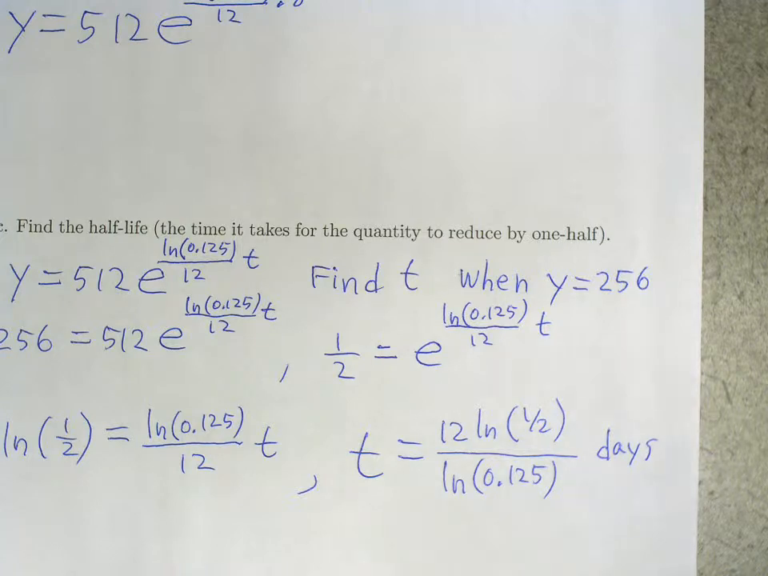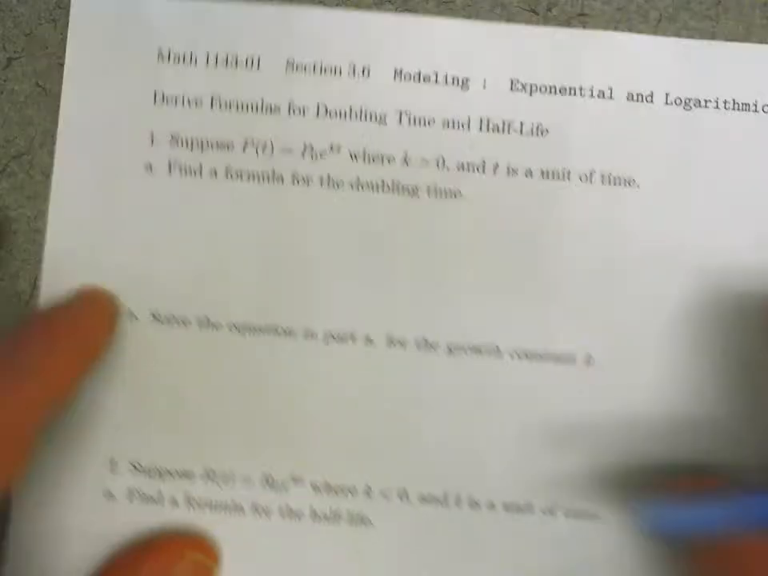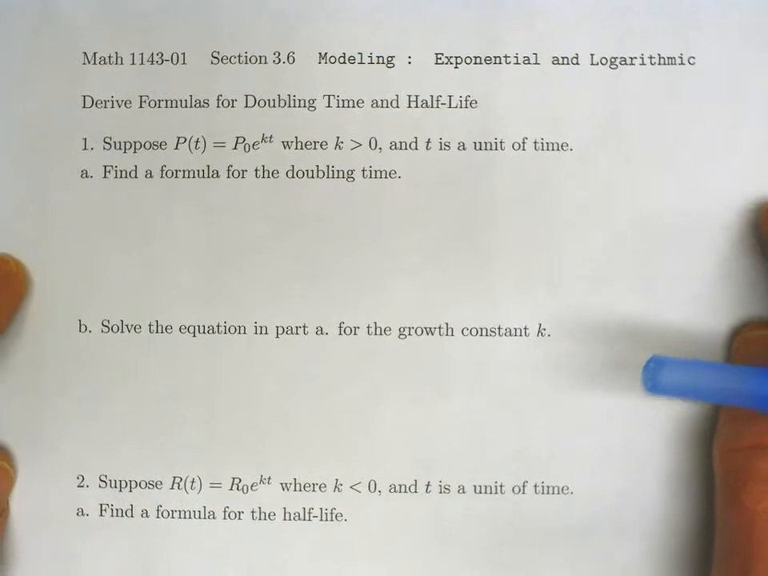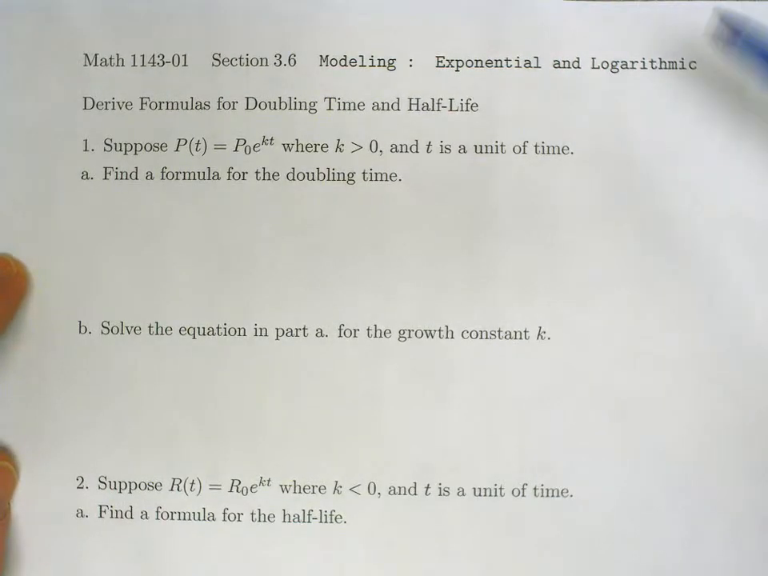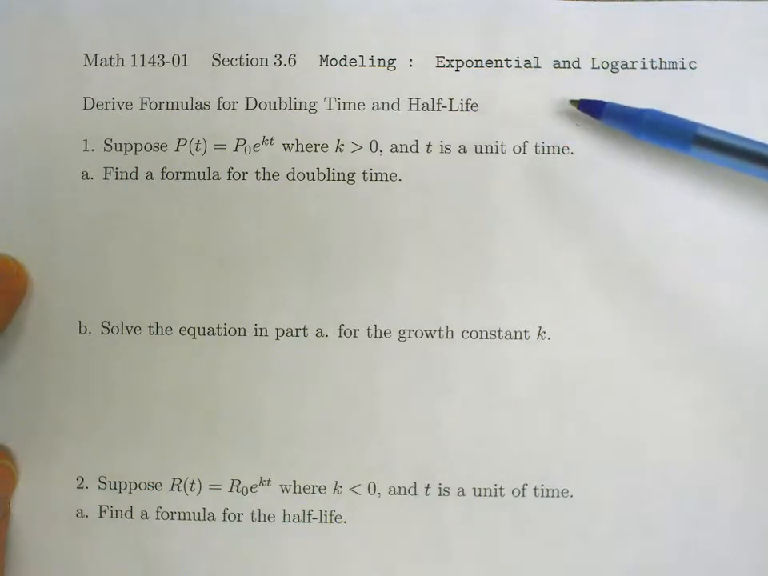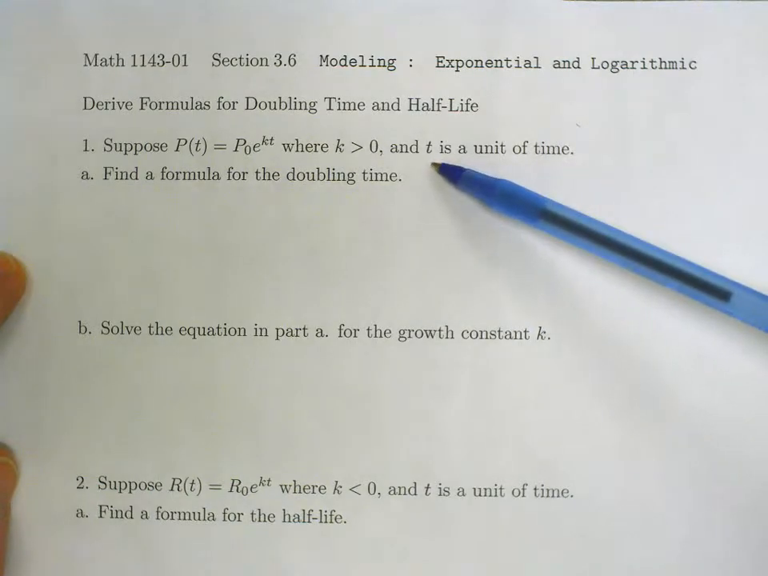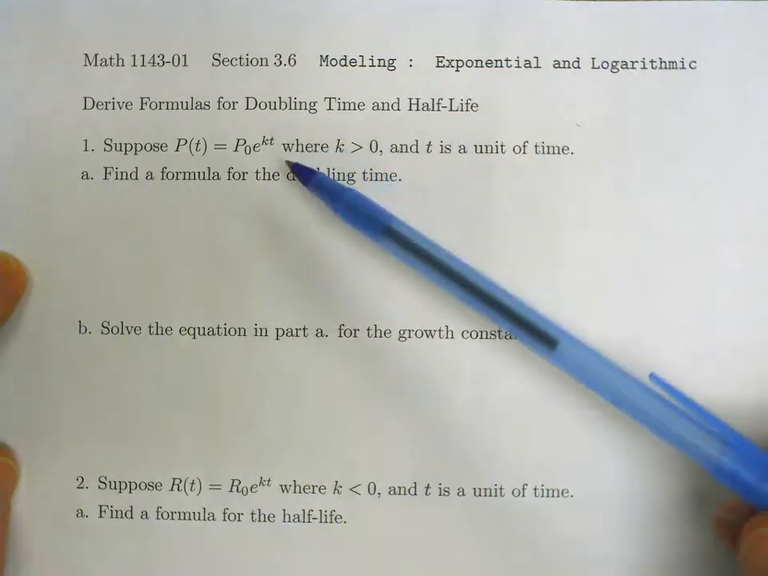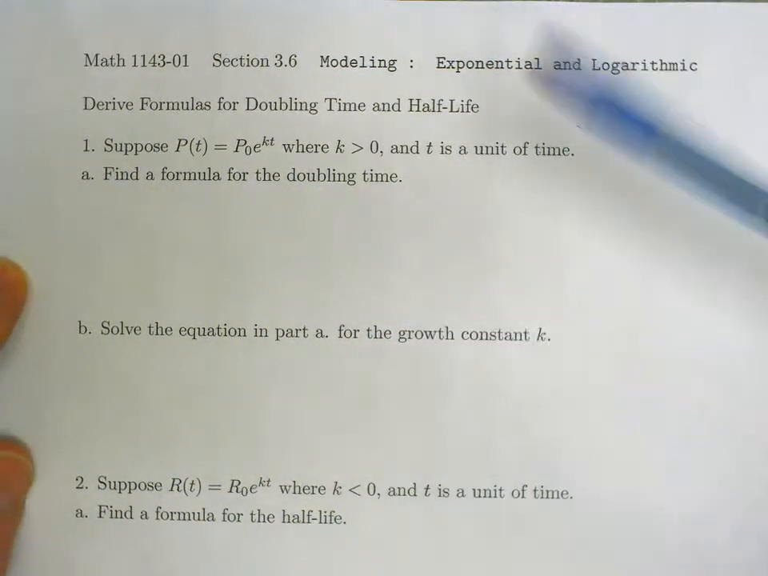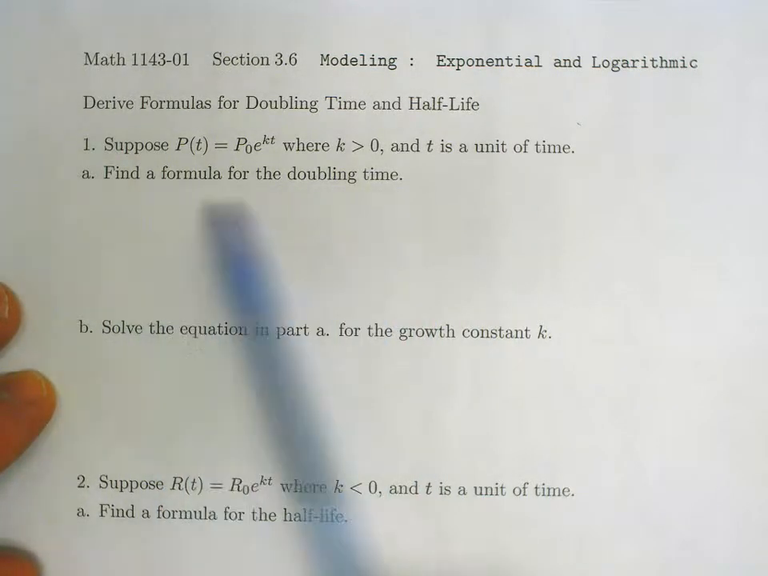Okay, a few more little exercises. We've already had practice doing some of this. So suppose capital P of t equals capital P sub 0 times e to the kt, where k is greater than 0 and t is a unit of time. So if k is greater than 0, it's continuous exponential growth. So there is a doubling time. So find a formula for doubling time.